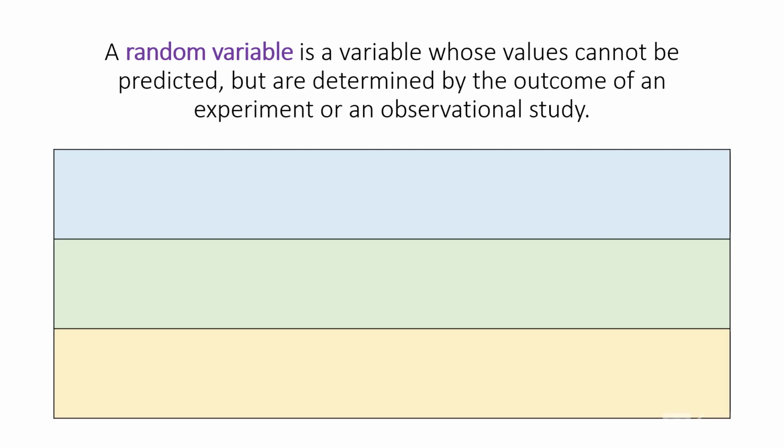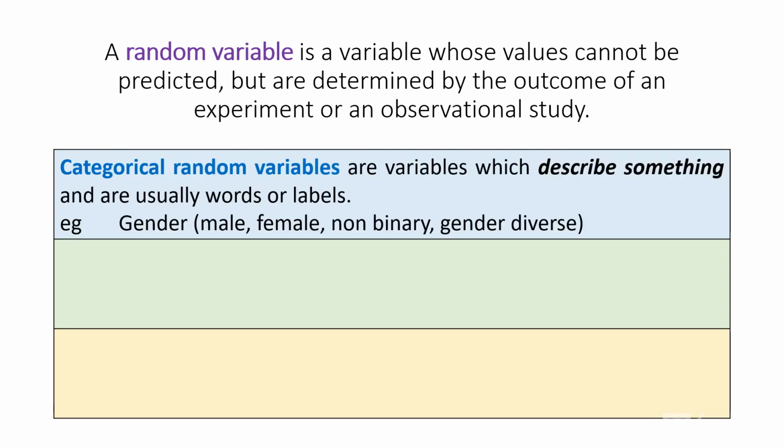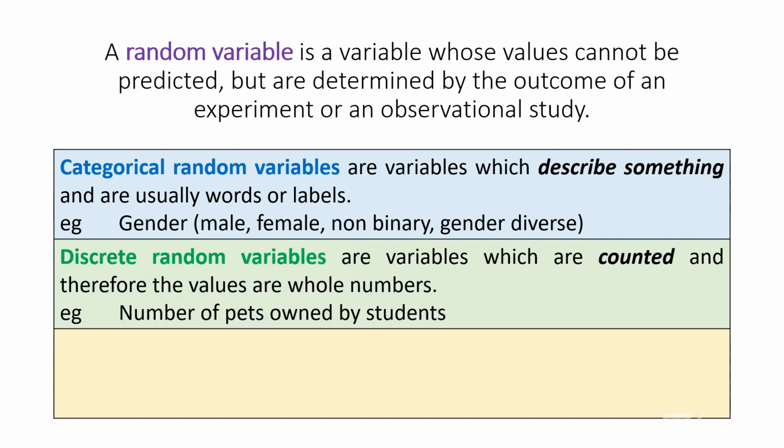A random variable is a variable whose values cannot be predicted but are determined by the outcome of an experiment or an observational study. Now, there are three we're going to talk about, and you've come across these in your statistics journey. A categorical random variable is a variable which describes something, and they're usually words or labels. For example, gender is a categorical random variable, and we can describe gender as male or female or non-binary or gender diverse, and so on.